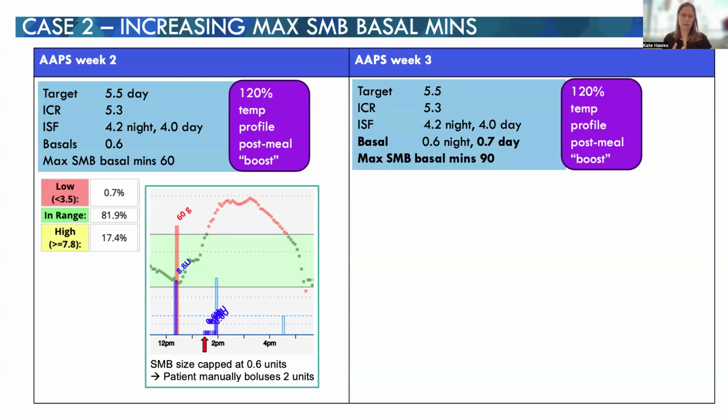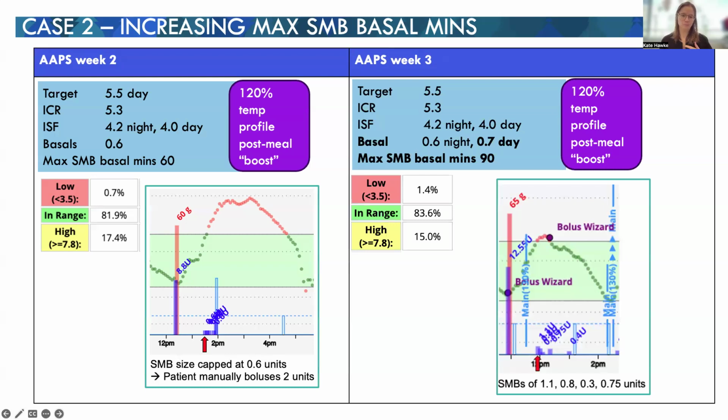So we want to configure the system to be able to push stronger on those SMBs, because like we all know, even setting aside pumps, even just with MDI, you want the first correction to be the most effective. So we put basal to 0.7 during the day, which looked like it was probably needed anyway, and then put our max SMB basal minutes to 90. So we now have 1.5 hours worth of basal that's allowed to be given as a single SMB, which would be a 1.05 unit correction. If we then are also applying a 120% to our basal, that could be even higher.